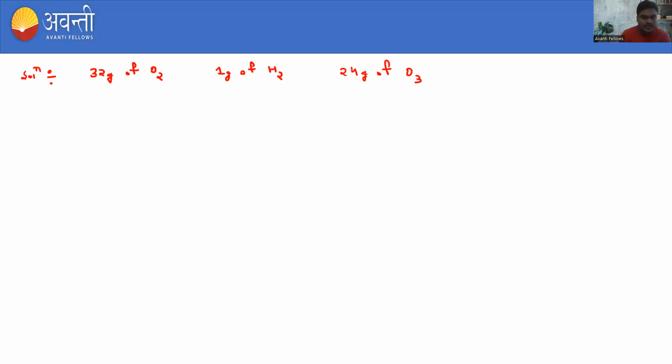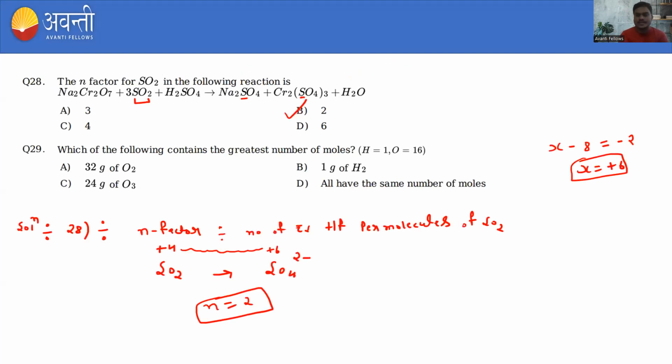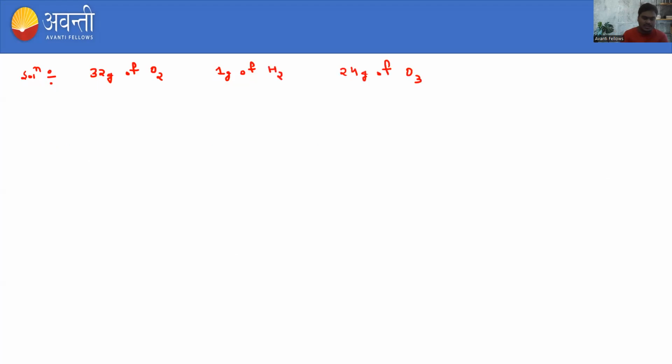So 32 gram of O2, and you have to find which of the following contains the greatest number of moles, right? So you have to calculate the greatest number of moles. We know now how to calculate moles. We all know that mole is equal to mass divided by molar mass, right? So this is the formula for calculating mole. Mole is nothing but mass upon molecular mass.